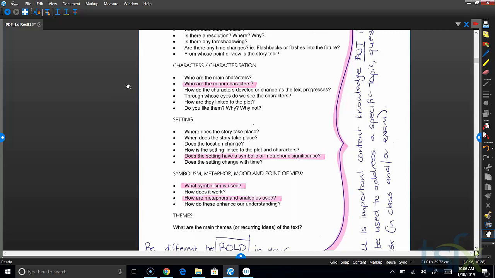Is the setting important? Of course it is. Where does it take place? Does it change? Setting is usually also metaphorical. I don't know if anyone is doing Stasiland. I'm sure you wouldn't be doing it this year, maybe next year. Did anyone's school do Stasiland as a comparison? Yes, setting is extremely important there.